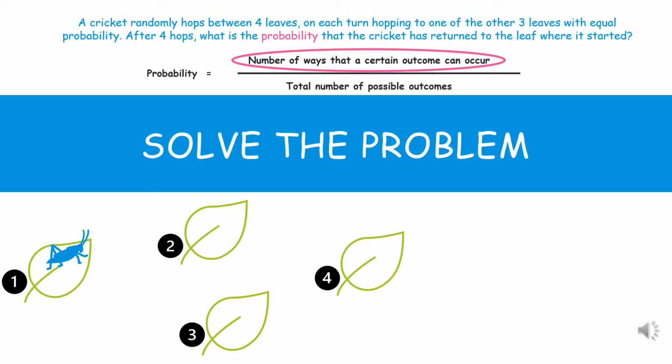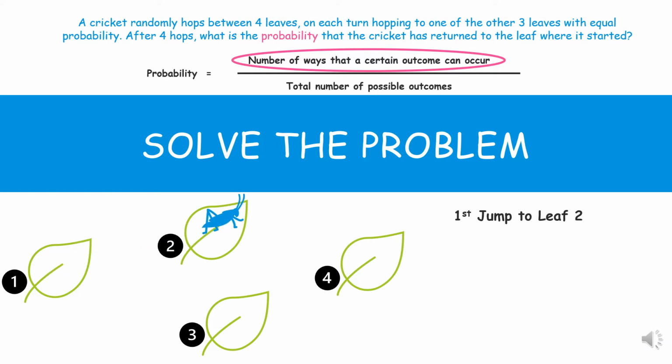The easiest to understand but most complicated way is enumerating. This is one of the most basic things to learn in counting. Let's start. Let's begin with the first jump. First, we assume the cricket jumped to leaf 2.